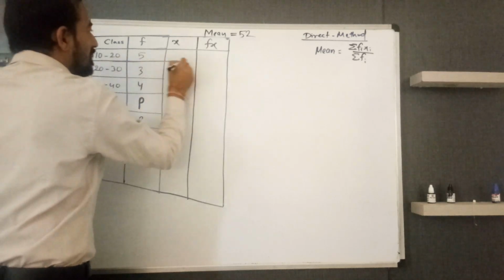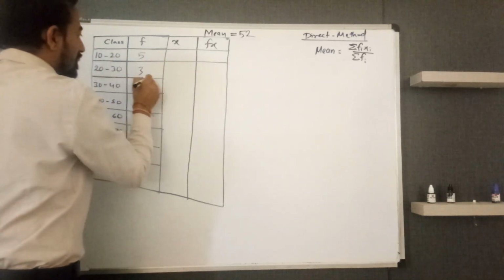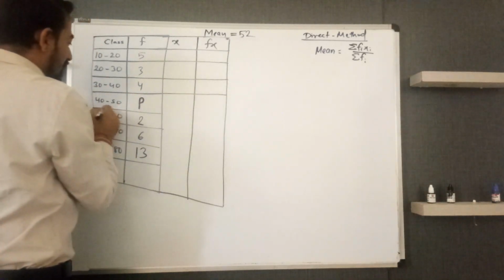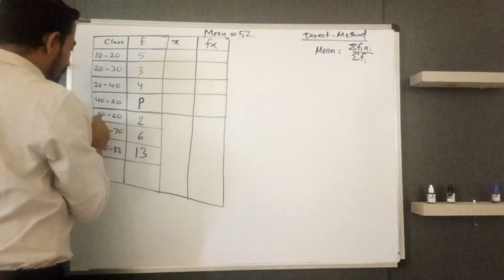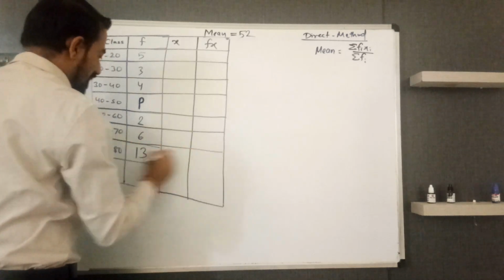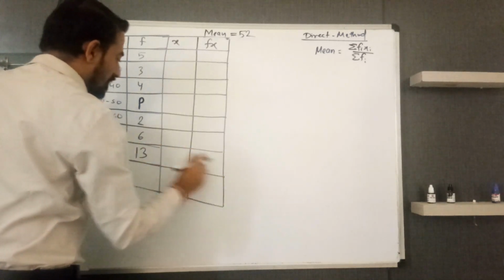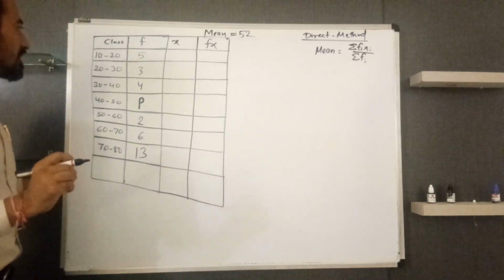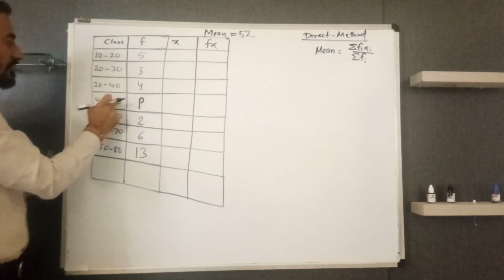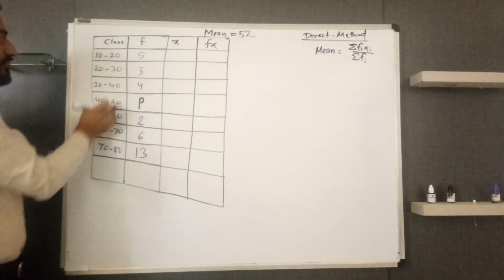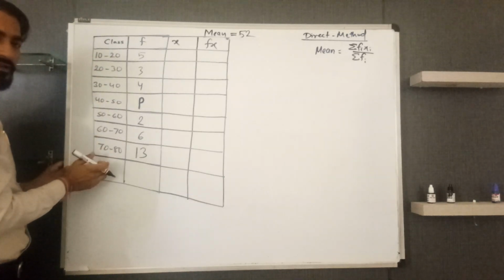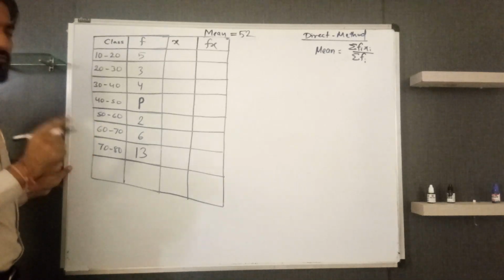You know how to find x? X is the class mark. And how to find class mark? In previous class we discussed that the class mark is the sum of limits by 2. One trick also I have given. Check whether it is continuous or not. 10, 20, 30, 40, 50, 60, 70. Continuous. Do we have the same class size? Yes, in every class we have the class size of 10. So the trick can be applied here.